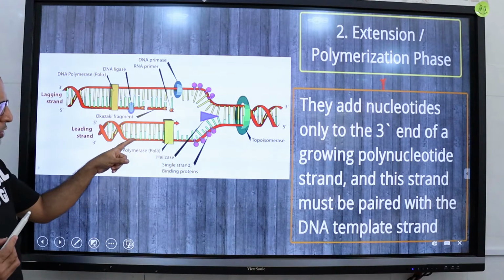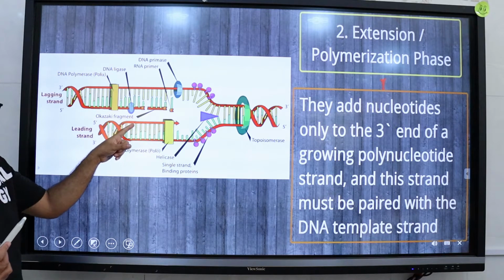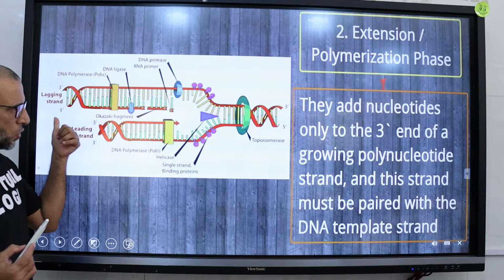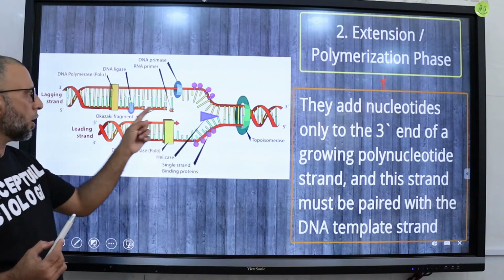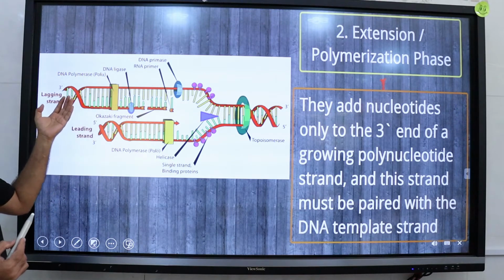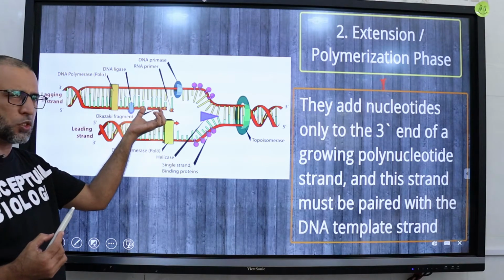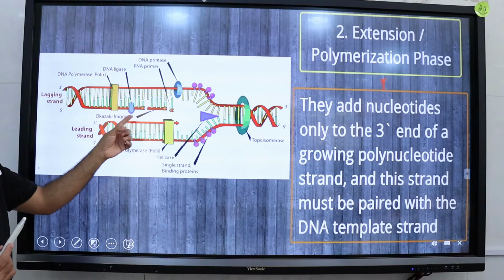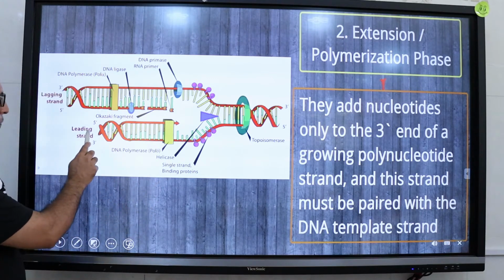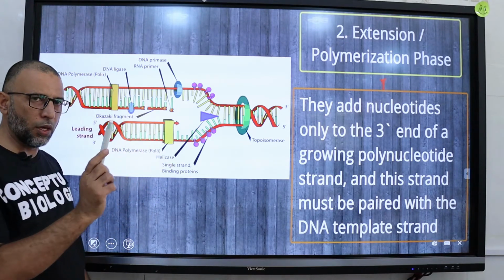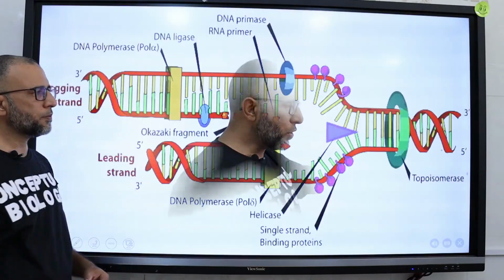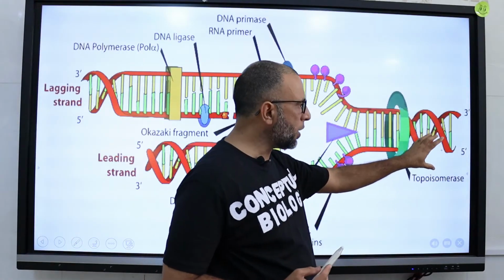So, this is the template strand and this is the newly synthesized strand. A newly synthesized strand is called a leading strand if it is growing towards the replication fork, and a lagging strand if it is growing away from the replication fork. The lagging strand is synthesized in small fragments, and these fragments are called Okazaki fragments. The direction of synthesis is from 5' to 3' in the leading strand as well as in the lagging strand. In a DNA molecule, the two strands are anti-parallel.